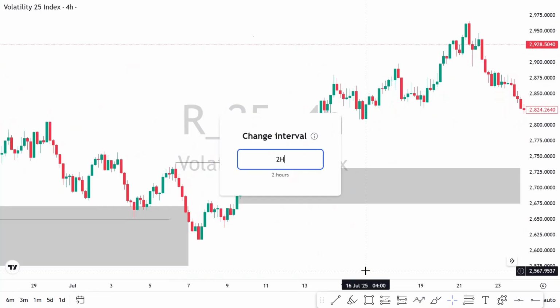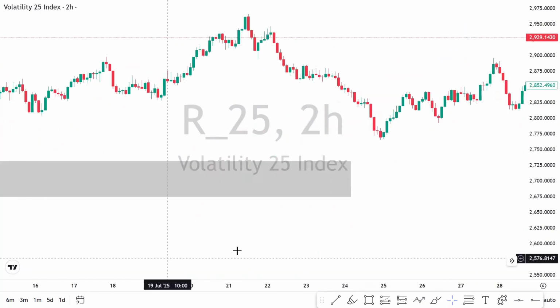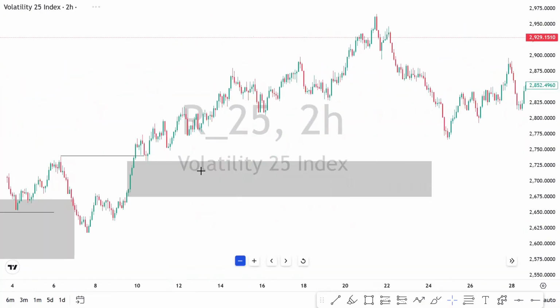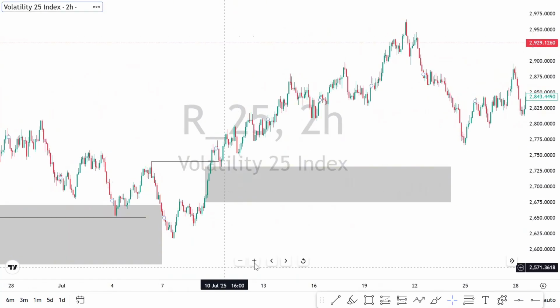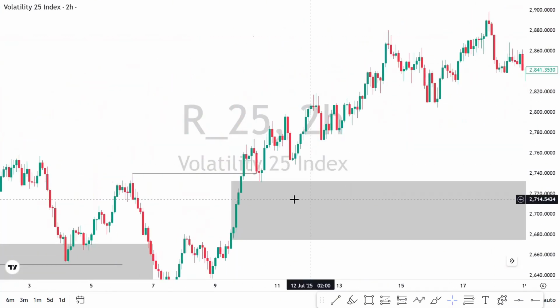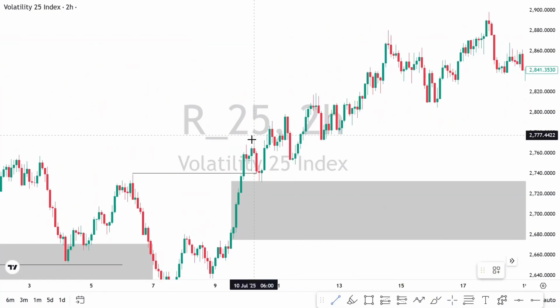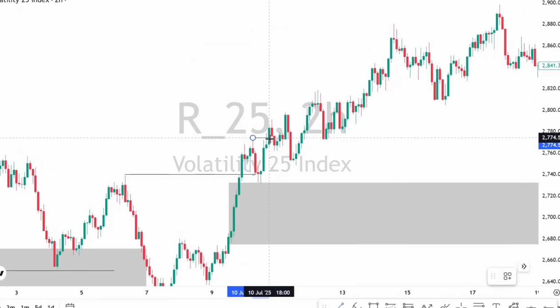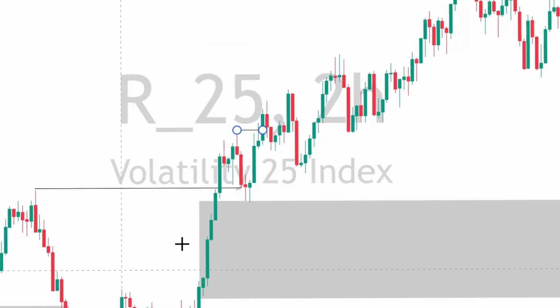Let's check our 2 hours time frame. You can see that after markets gave us a change of character, we started having a break of structure to the upside, which is a signal that market wants to continue. So you can look for your continuation area right from there. So this is a break of structure to the upside right after market has given us a change of character, which is a signal that market wants to make that continuation.